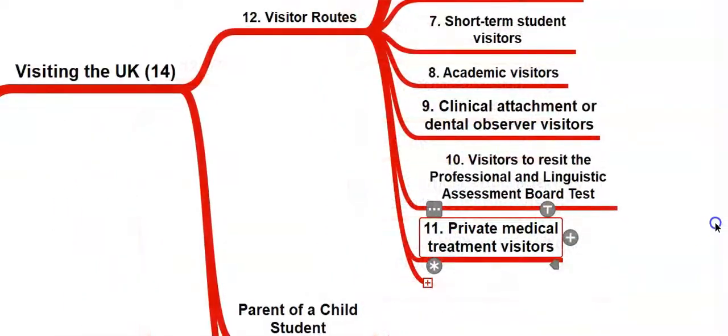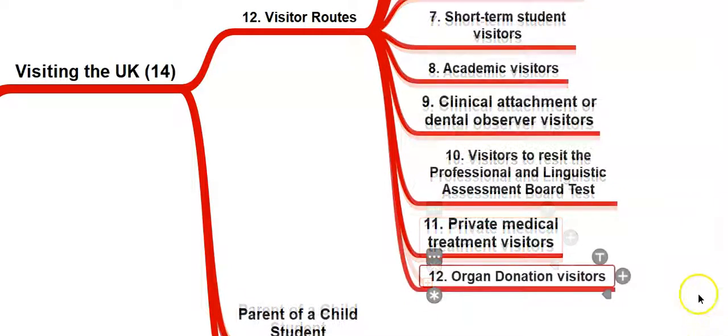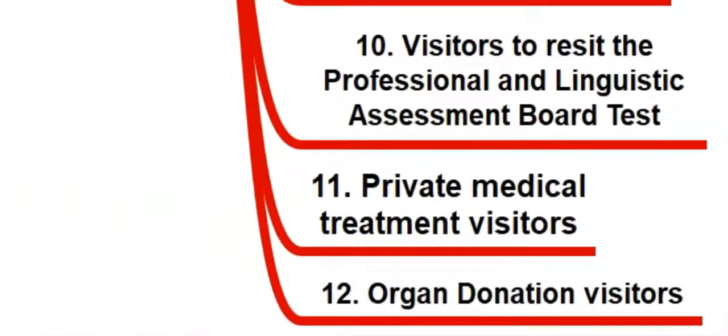The next category is for those who would like to receive private medical treatments in the UK. Usually you'll need to provide a letter from your UK doctor in support of your application. In this letter your doctor will need to specify your medical condition, clarify the estimated costs and likely duration of your treatments, and explain where the consultation or treatments will take place.